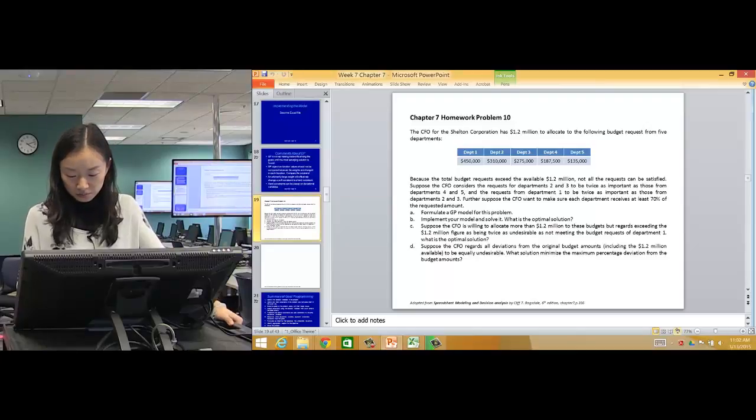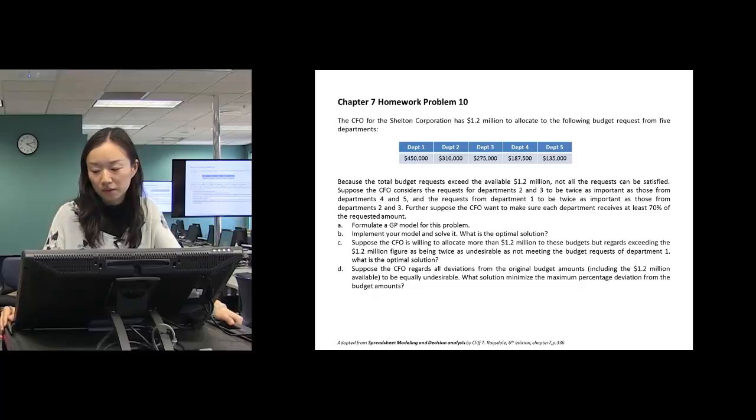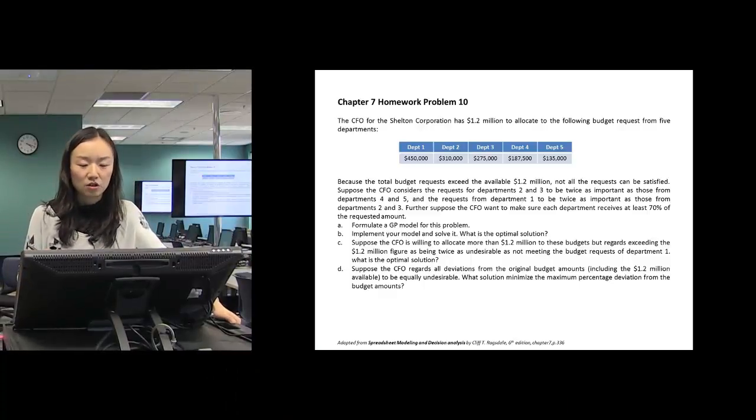Okay, so here, let's work on this problem. This is the Goal programming problem. I want to give you more exercise before you go to do the homework. So please read the problem statement first. Okay, so some hints. Start from the decision variables. Figure out what this CFO is trying to decide.